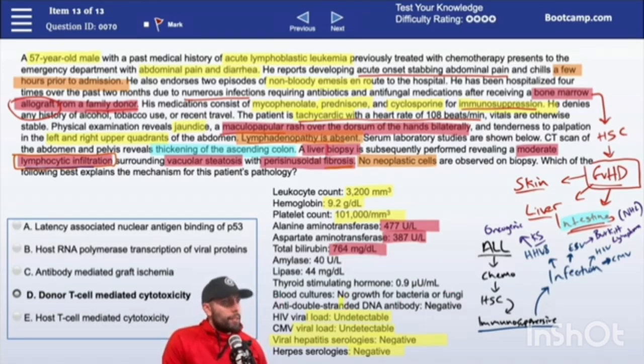Okay, so that's kind of another key point. So, they're really not pushing us in any way towards an infectious cause. And interestingly, they also have an anti-double-stranded DNA antibody here, which is negative. Again, there are some key things, especially the things in red here, that I'm really looking at.